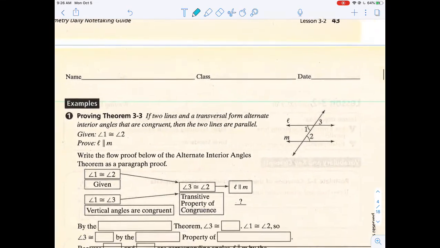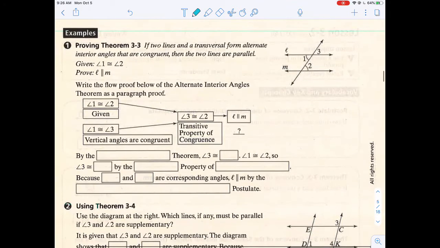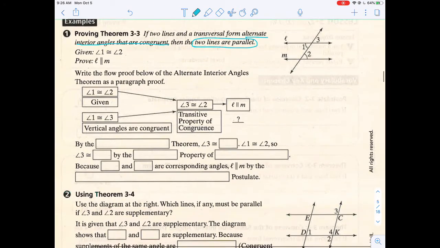Okay, let's jump in with some examples here. Example 1, proving theorem 3.3. If two lines in a transversal form alternate interior angles that are congruent, then the two lines are parallel. So we're trying to prove that the two lines are parallel. All right, and it's using a flow proof. So it says we're given that angle 1 and angle 2 are congruent. It also states that angle 1 and angle 3 are congruent because we know vertical angles are congruent. Vertical angles, remember, are the ones that are across from each other on an X.